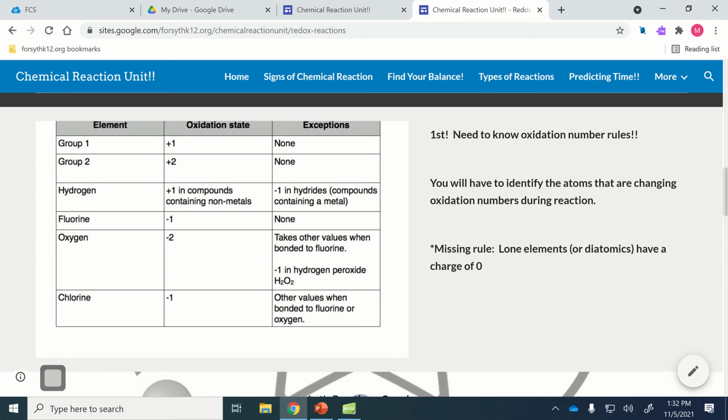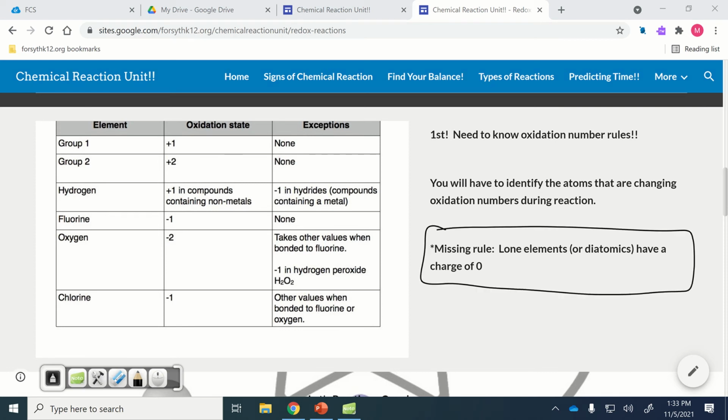All the other elements, we're going to do a little bit of practice in a moment, basically we have to find their charge. The last little rule to pay attention to, and you saw me do it on the first example, is if it's a lone element, like it's just by itself, like sodium was by itself, or if it's a diatomic, like chlorine was above, they have zero charge.